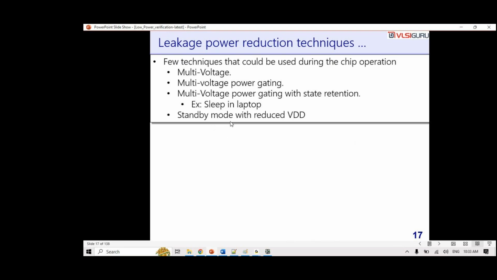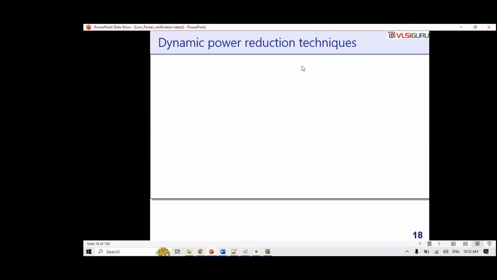Fourth is standby mode with reduced VDD, where you are doing voltage scaling and keeping the block in a standby mode. So these are some of the low power reduction techniques. Now let us talk about dynamic power reduction techniques.